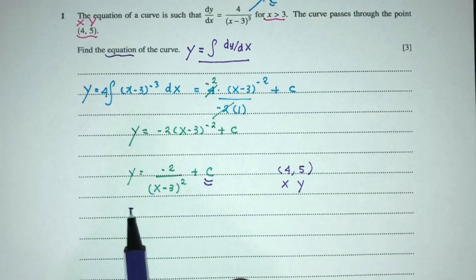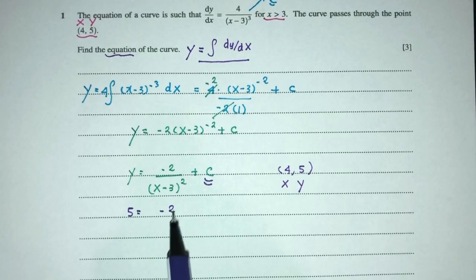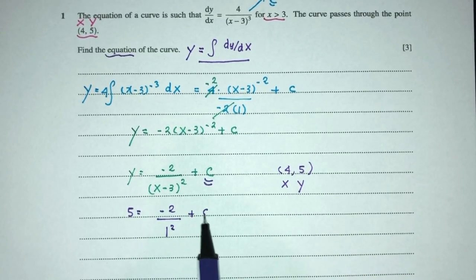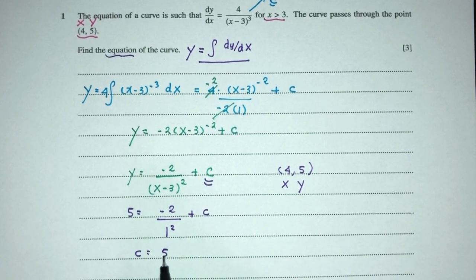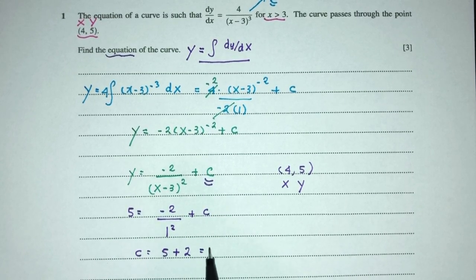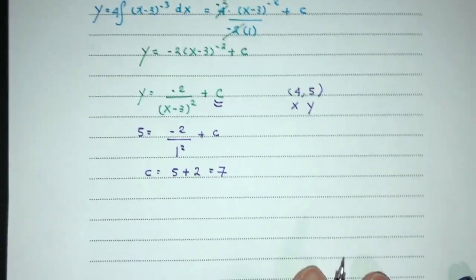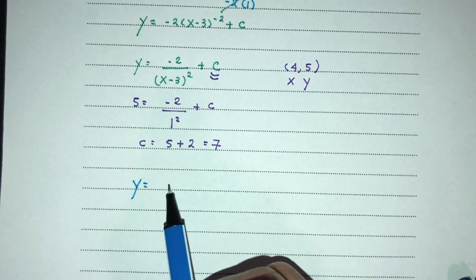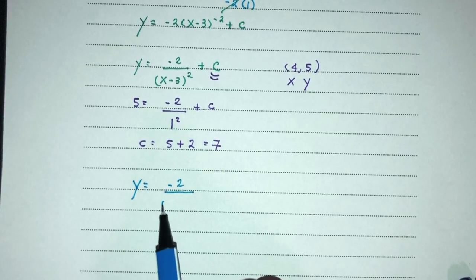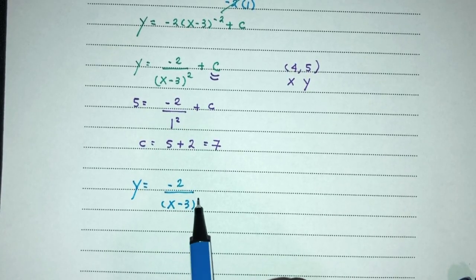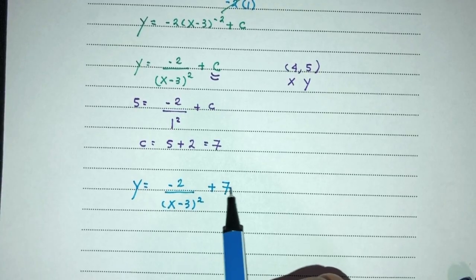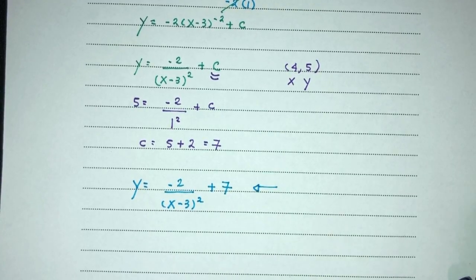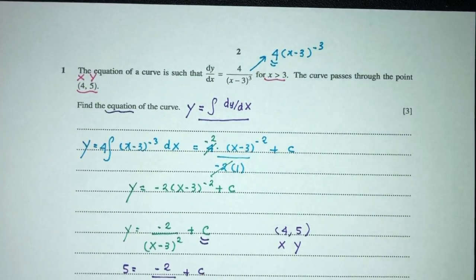Y is 5, minus 2 over 4 minus 3. That should be 1 squared, right? Plus c. C should be the value of 5 plus 2, and that will be 7. So finally, we have the equation of the curve, which is what? Again, the equation is y. Y will be minus 2 over the value of x minus 3 squared plus 7. And this is the equation of your curve for question number 1.